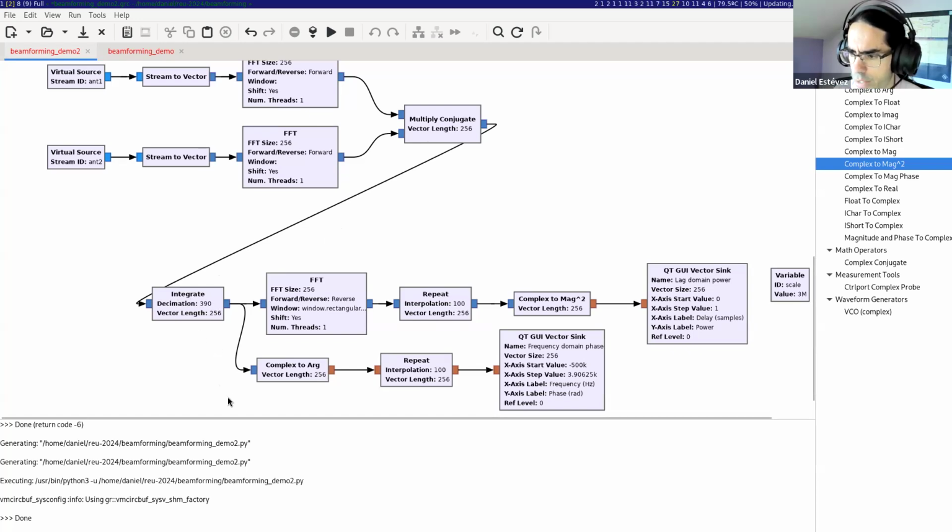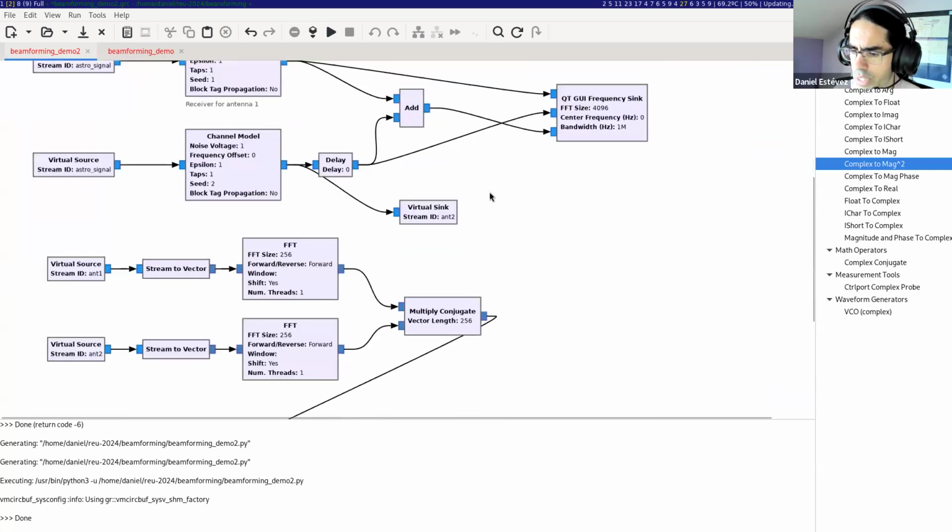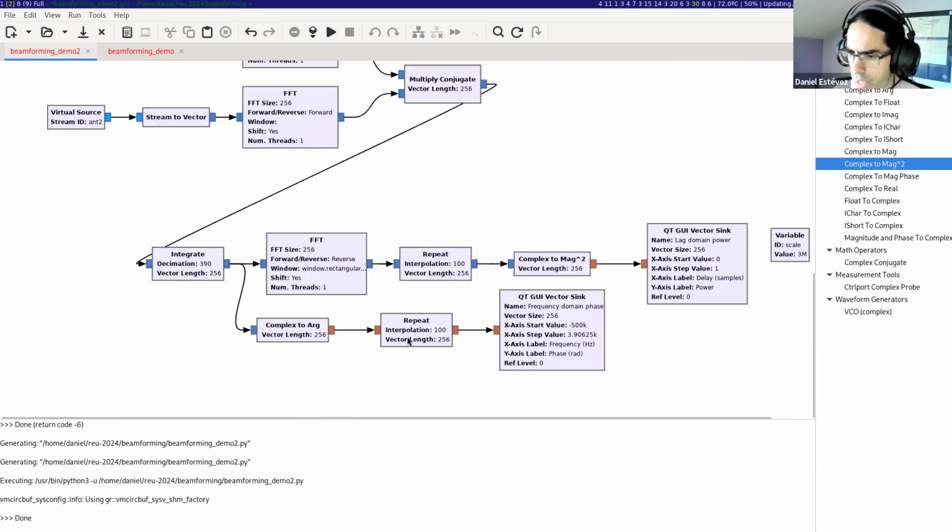So that's what happens. And then I'm going to show the result of the FX correlator, so of this integration, in two different ways so that we can really understand what happens. The first way is in the frequency domain. So to do that, I want to show the phase, and the phase can be obtained with this complex to argument block. Argument is the argument of a complex number. So this will give me the phase, and we have the trick with repeat because what's the integration time here? 100 milliseconds. So anyway, the repeat is useful to have this block update quicker.